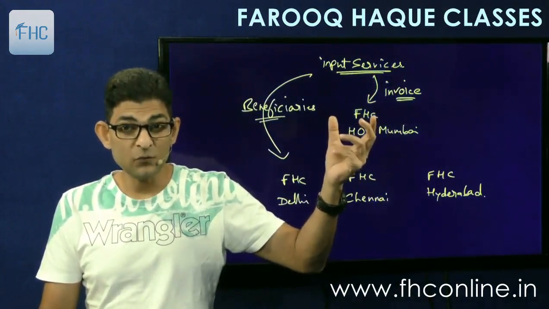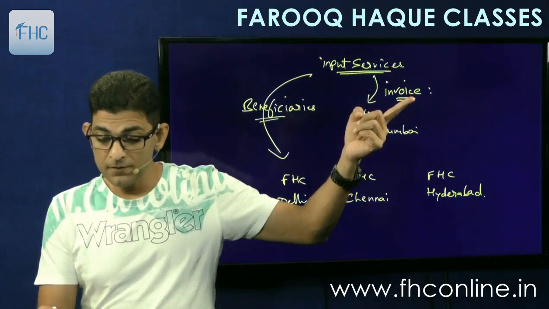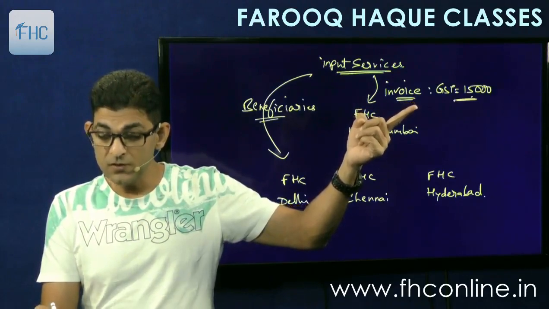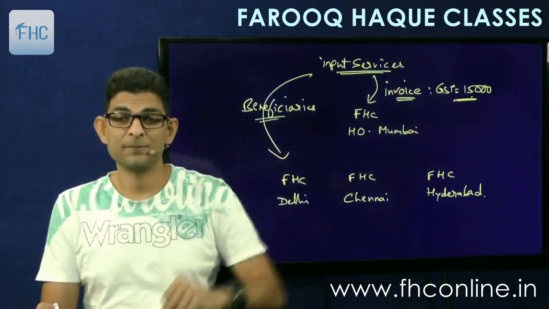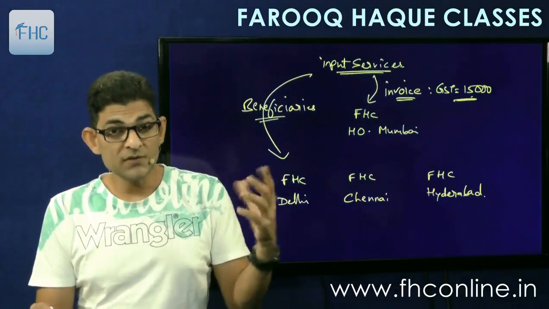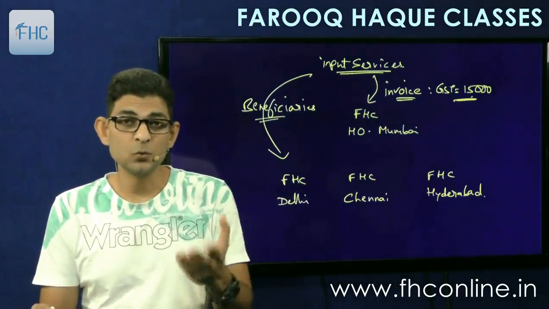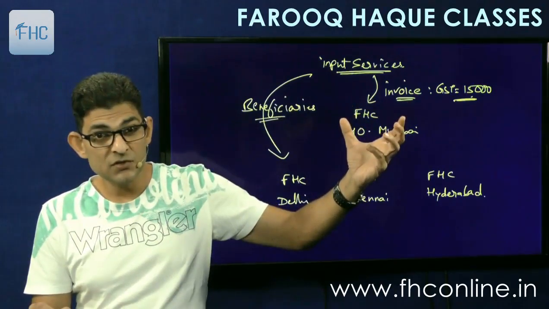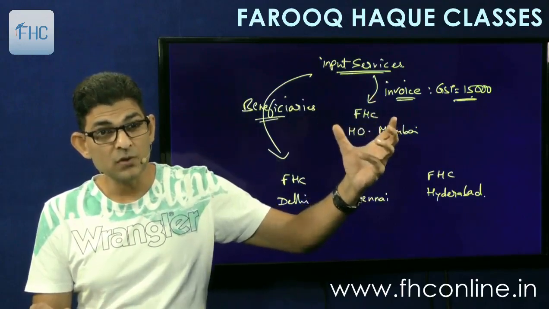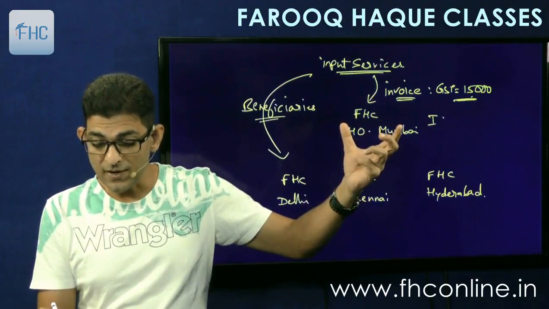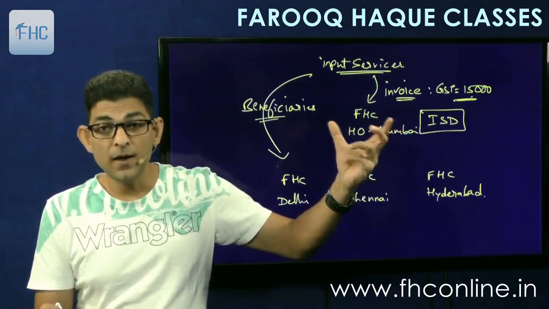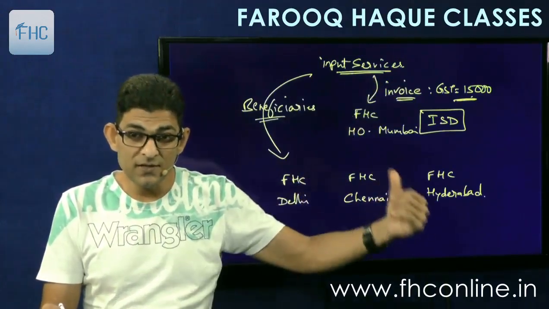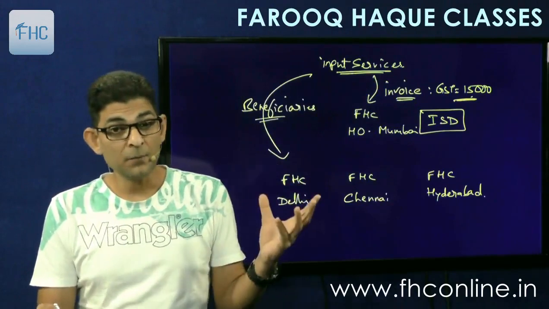The FHC head office will take full credit of the tax paid here. Suppose the GST paid here is 15,000. So the question is, who will take this credit? So here the section says, section 20 as we'll see, and the rules in relation to section 20, that this head office can get itself registered as an input service distributor. So this will be registered as an ISD, input service distributor, and when it is so registered, then it can transfer this credit amongst the units, depending upon who are the beneficiaries.